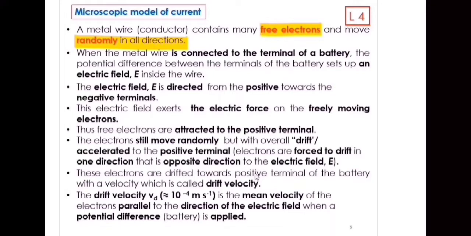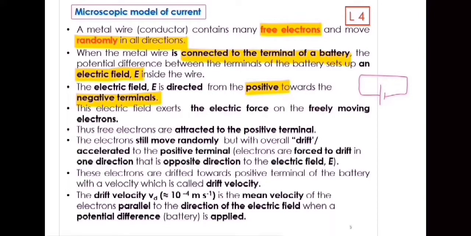But when we take the metal wire and connect it to a terminal of a battery, the potential difference of the battery sets up an electric field. So when we connect it to the battery, there will be an electric field produced. This electric field is directed from the positive towards the negative terminal. When we have the battery, we have the positive and the negative terminal, so the electric field would go from the positive to the negative terminal.